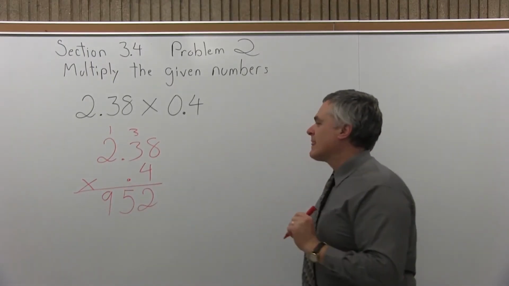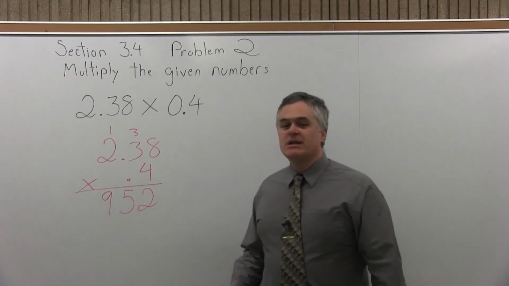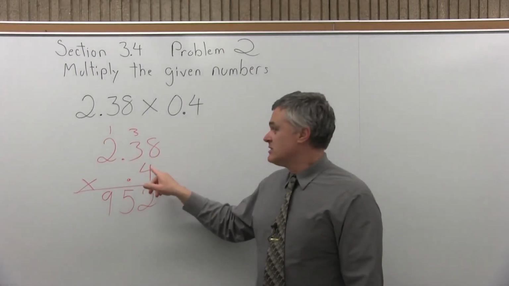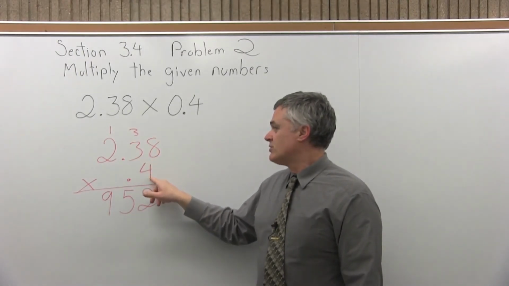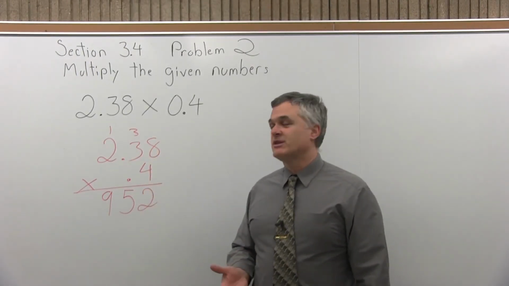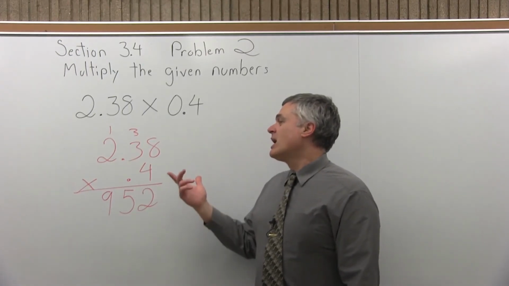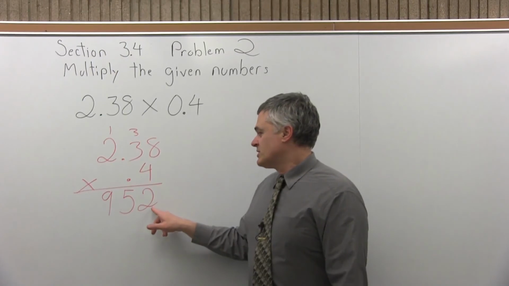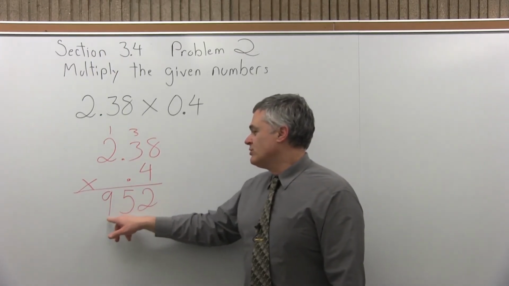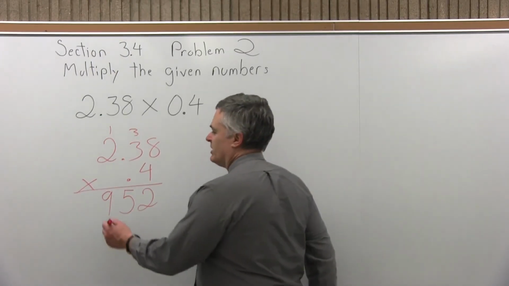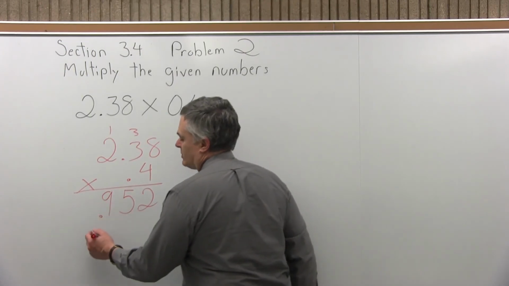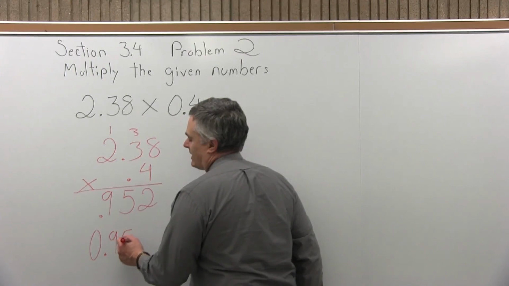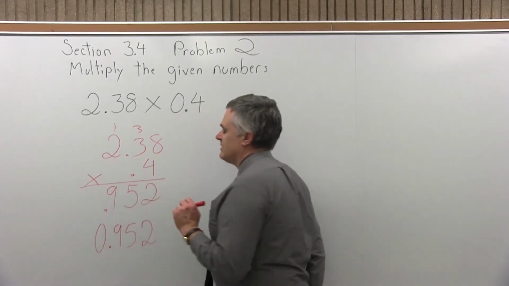So now, what you have to do is count how many places after the decimal you have in your question. So if I count 1, 2, 3, there are 3 places after the decimal in the question. So now I have to have the same number of places after the decimal in the answer. So starting from the end, 1, 2, 3 places after the decimal, you would write 0.952, which if you prefer can also be written .952. That's the same, like that.